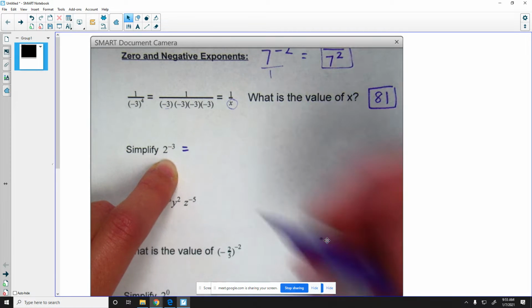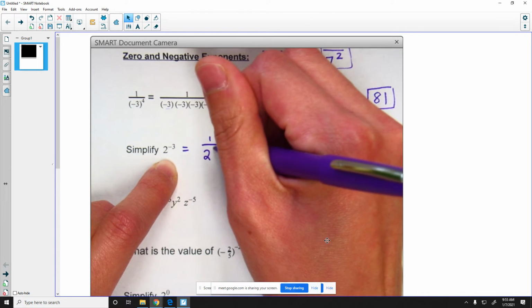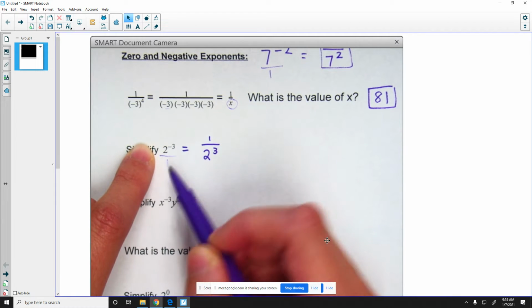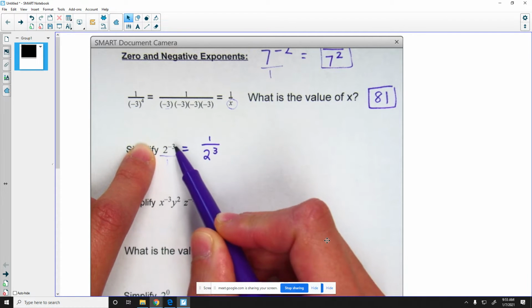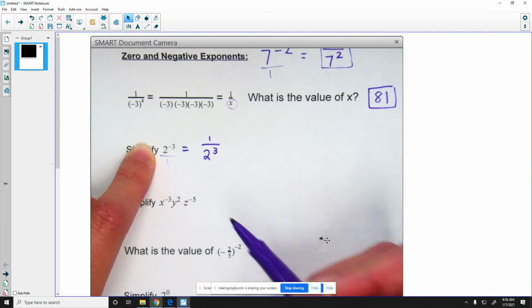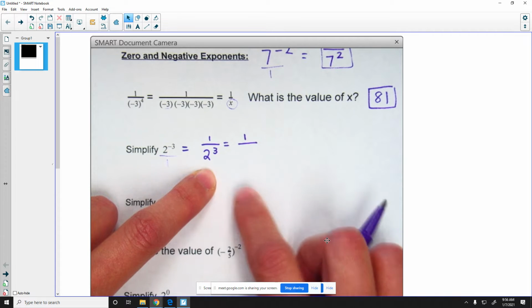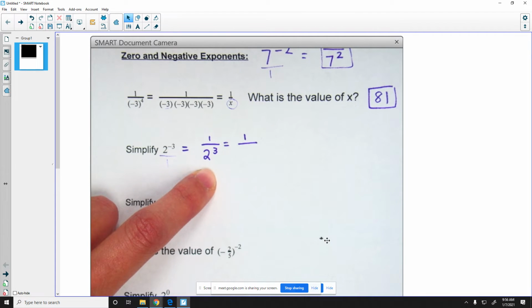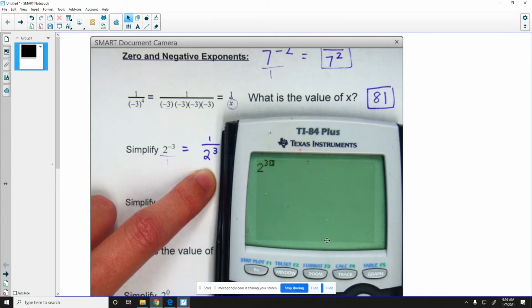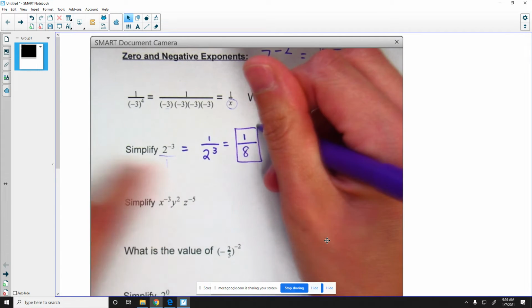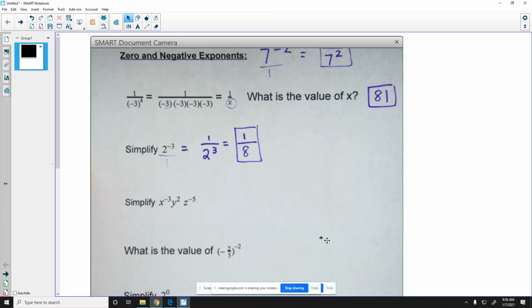One over 2 to the third. Good. Right? You just flip it. Since it was on top, then it goes to the bottom. And after you flip it, you don't need the negative anymore. So I think that they're probably going to simplify it even more, because 2 to the third is a small answer. So 2 to the third, that just gives me 8. So it's 1/8. My final answer after I simplify it is 1/8.